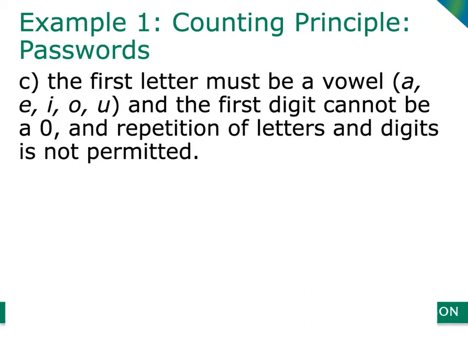Question C. The first letter must be a vowel, which is A, E, I, O, U, and the first digit cannot be 0. Repetition of letters and digits is not permitted. Okay, so my first letter must be a vowel. There's only 5 vowels out there. Now keep in mind that there are 26 letters of the alphabet, but you are not allowed to repeat, so there's only 25 possibilities for option 2.